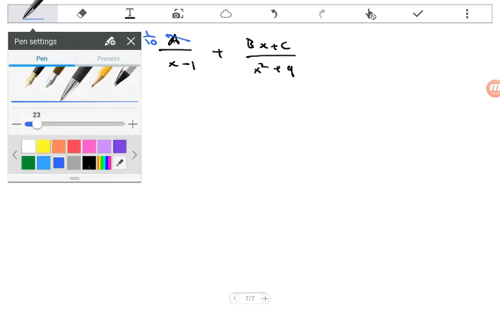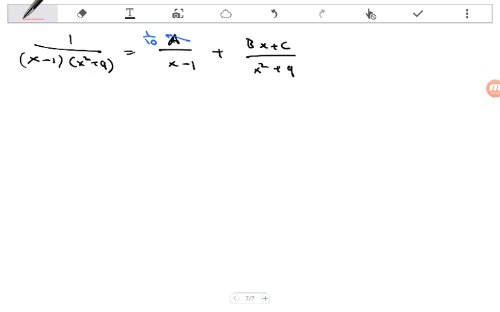The first step in the second method, which is called equating coefficients: first we have to make this a polynomial equal to a polynomial, not a fraction equal to a sum of fractions. I just want to make both sides polynomials. How? By multiplying both sides by this denominator.